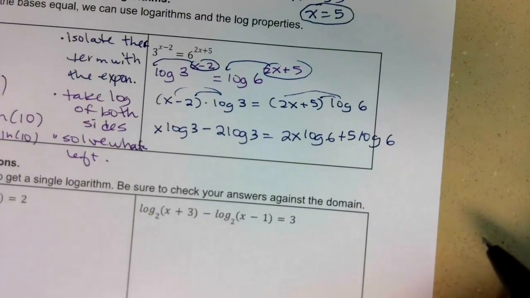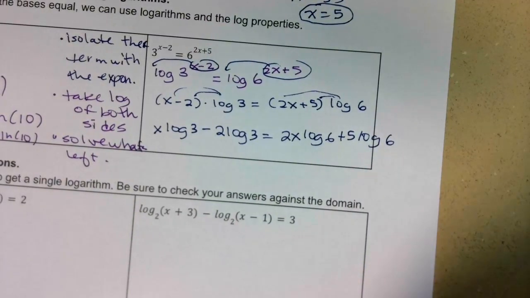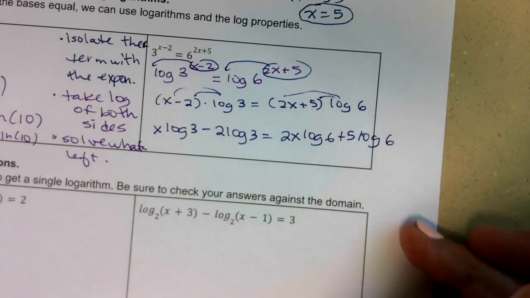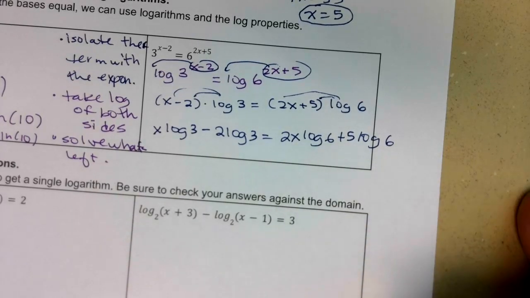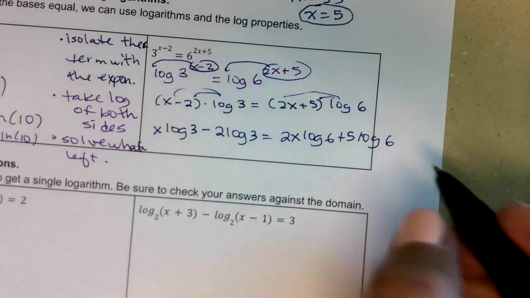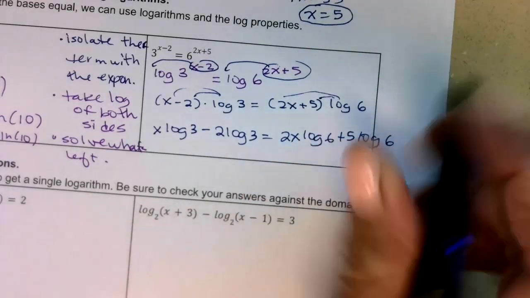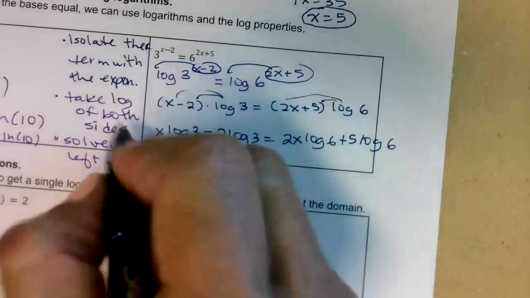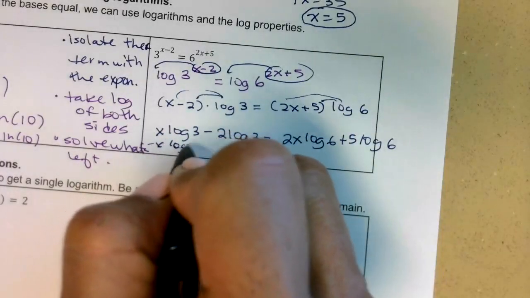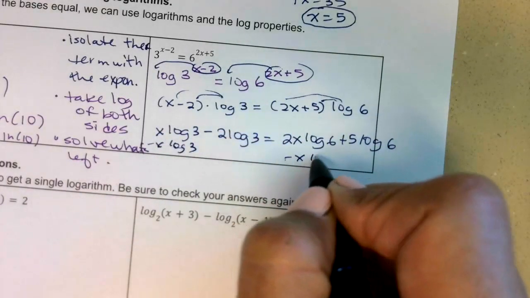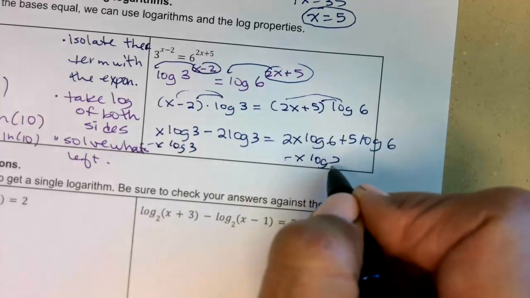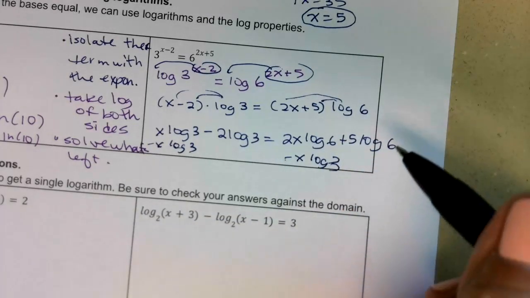Take a deep breath. Find your terms with variables in them. Those are going to go on one side. Terms without variables in them are going to go on the other. So I'm going to put my x's on the right, so I will subtract x log 3 from both sides. Minus x log 3. I'm writing it under. They are not going to combine. They're going to stay separate for now.